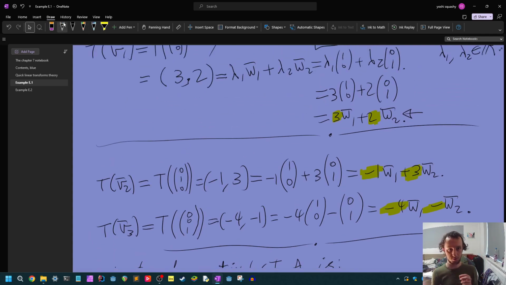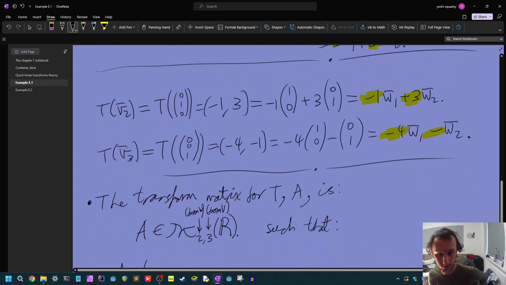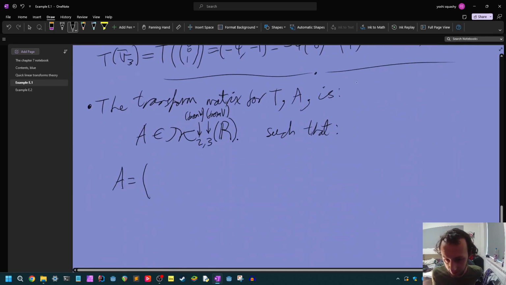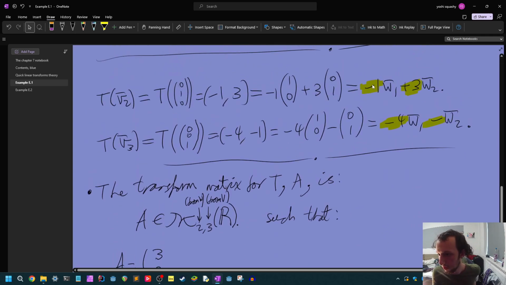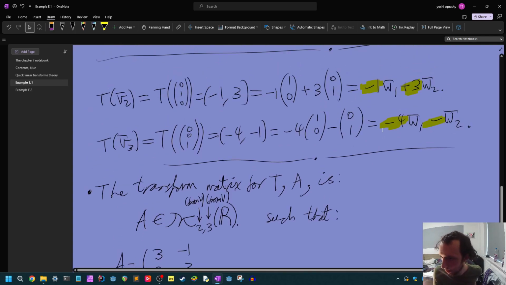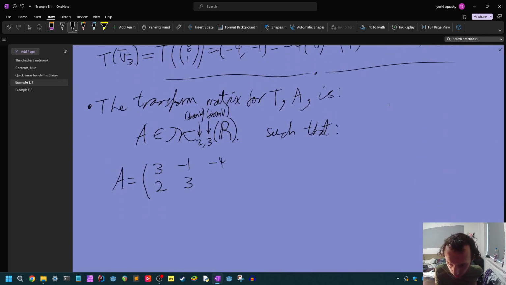So these are the coefficients we use. And let's use them, shall we? So it's a 2 by 3 matrix, and we just put in the coefficients. So here we got 3, 2. So we just put them in. 3, 2. Very nice. Here we got minus 1, 3. Minus 1, 3. Here we got minus 4, minus 1. Minus 1. And that's it.